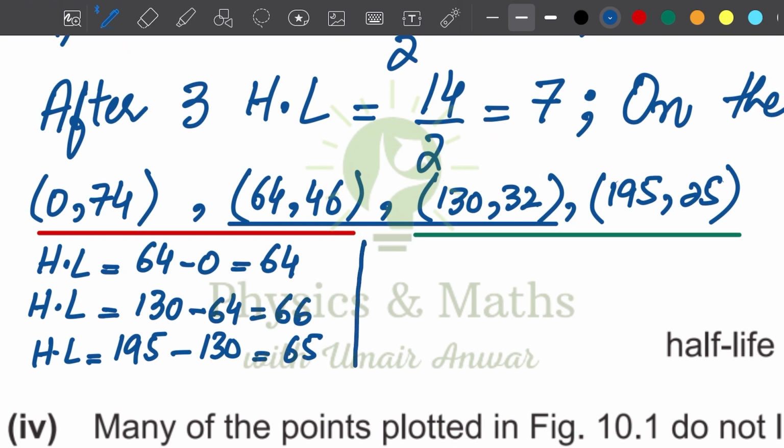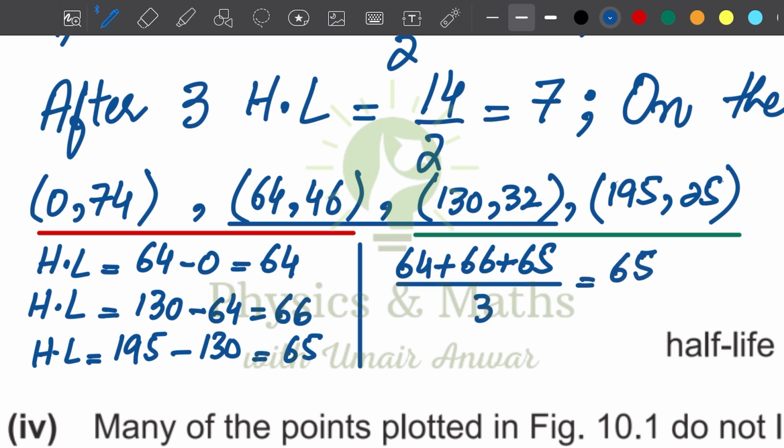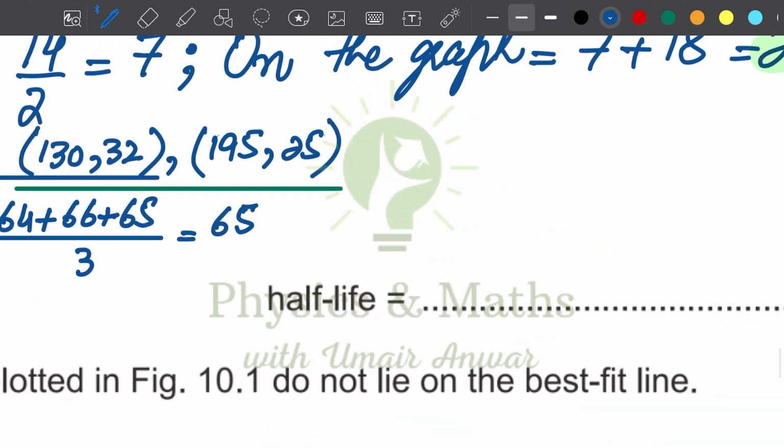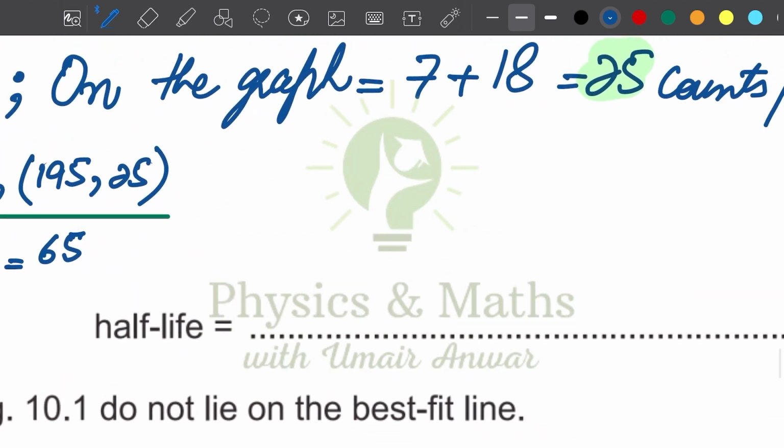Now to find out the final value of the half-life, we are going to average out these three values, and by adding them and then dividing by 3, we get a value of 65 as their average value. So the final answer for this part would be the half-life is 65 hours. So this is the procedure to calculate the half-life using the given graph.